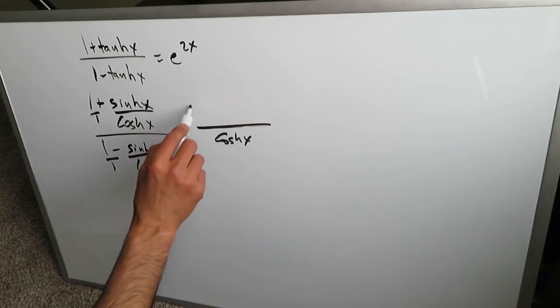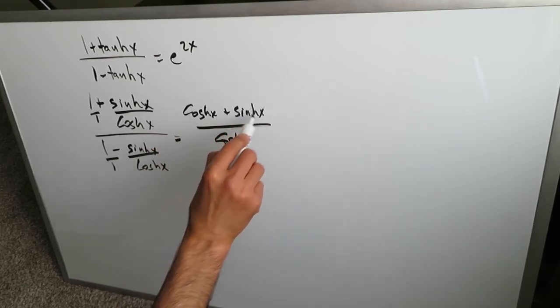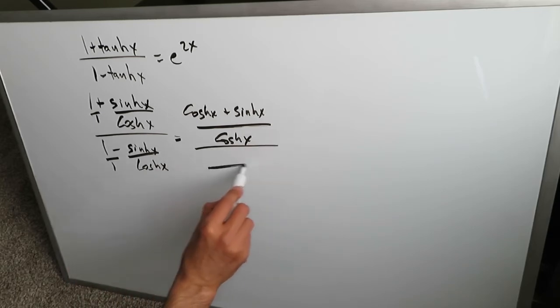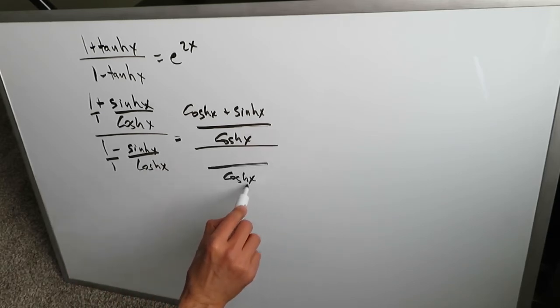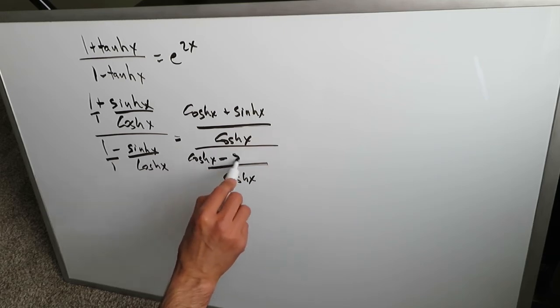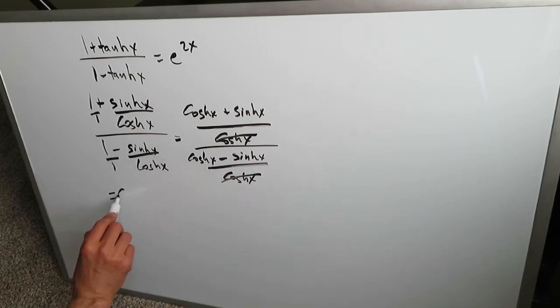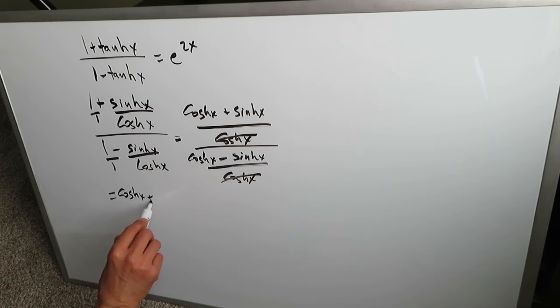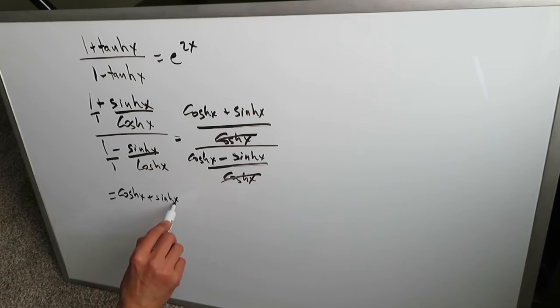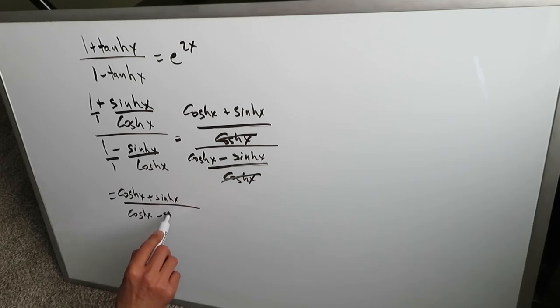1 goes in this cosh x times, right? Plus sinh x. Common denominator here on the bottom is a cosh x. 1 goes in that, of course, cosh x times minus sinh x. You can easily cancel this denominator with this denominator, and what do you get? You get cosh x plus sinh x divided by cosh x minus sinh x.